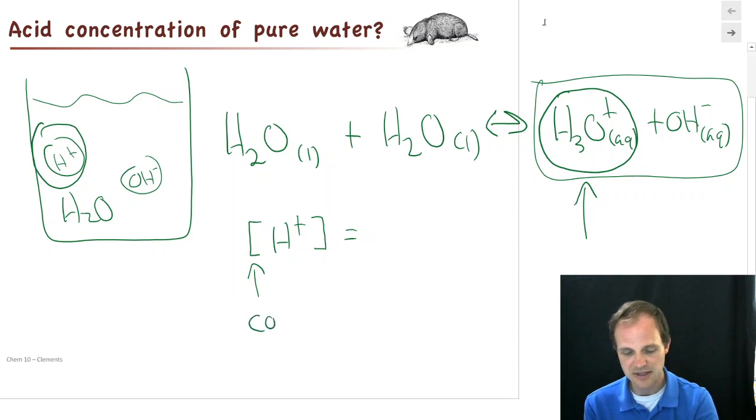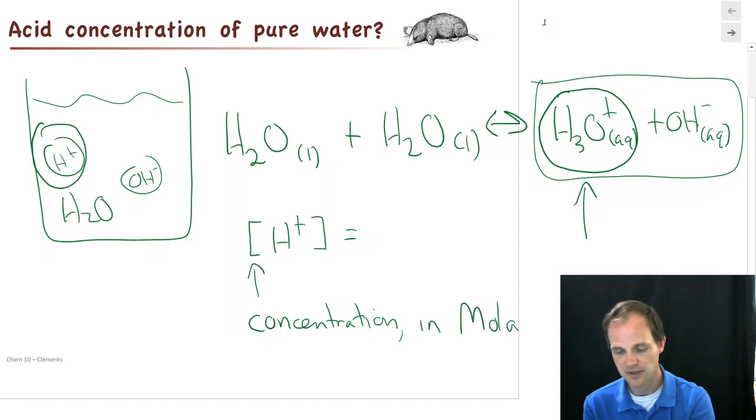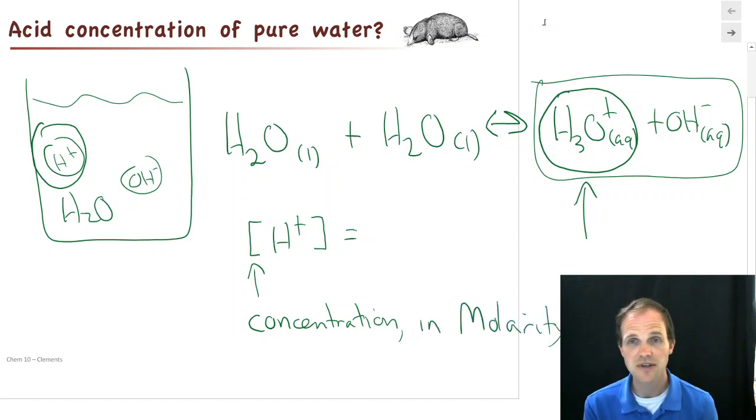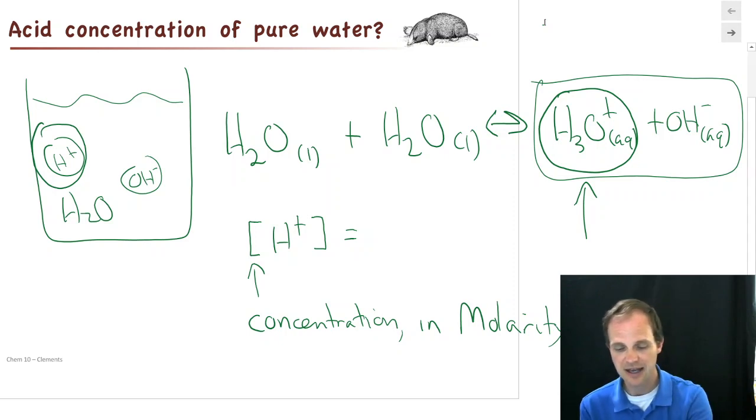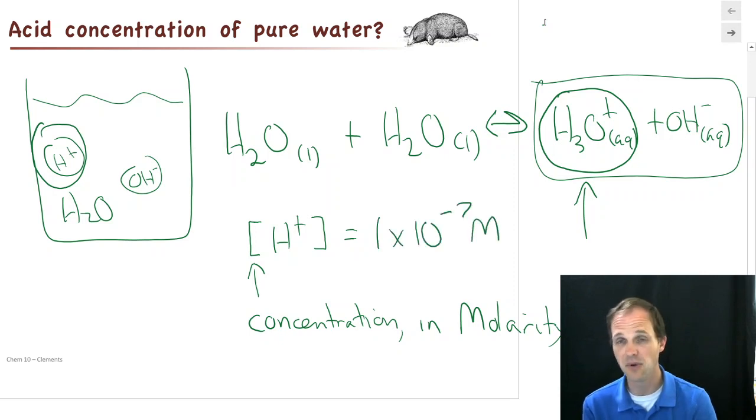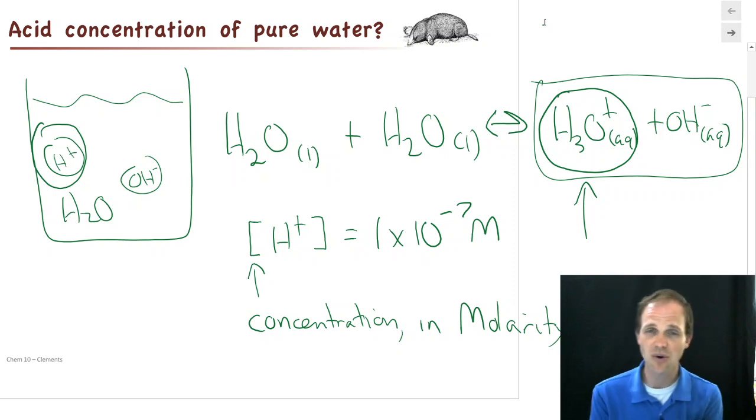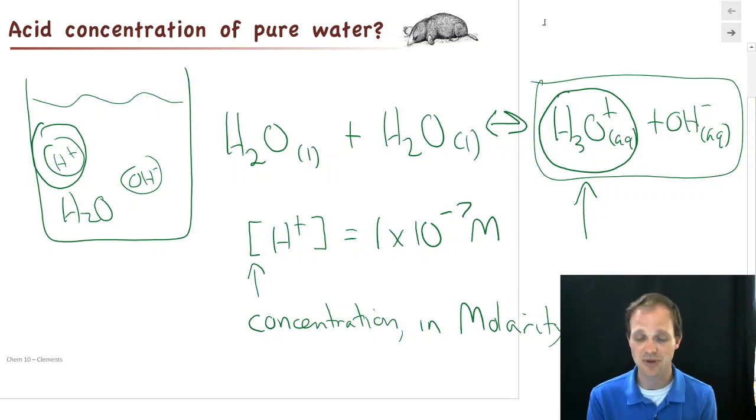What does this mean? This means concentration in units of molarity. So when you see that bracket notation, I say bracket H plus bracket, how you read that out loud, you say the concentration of H plus. So that's just a shorthand for the concentration of H plus. And in pure water, it is 1 times 10 to the minus 7th molar. Very small number. There's not a whole lot of H plus in pure water. 1 times 10 to the minus 7th molar.